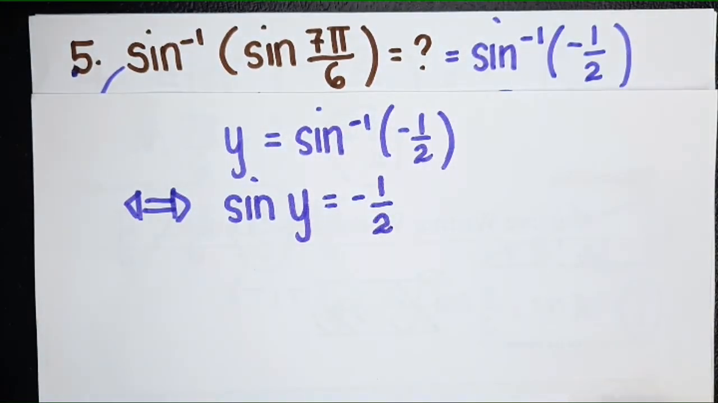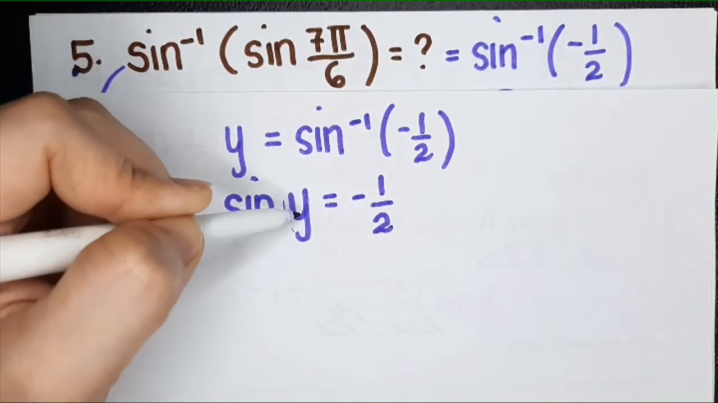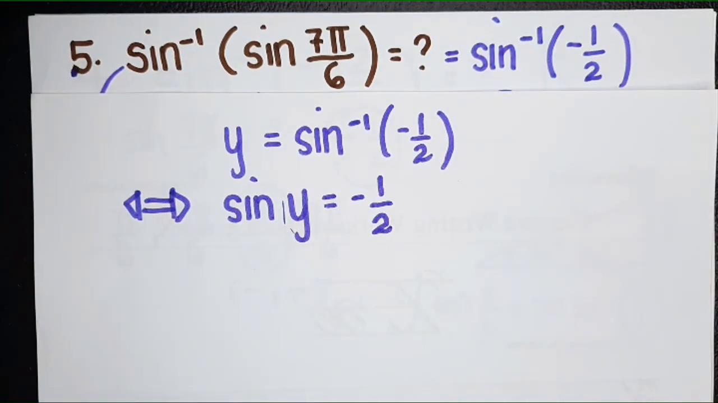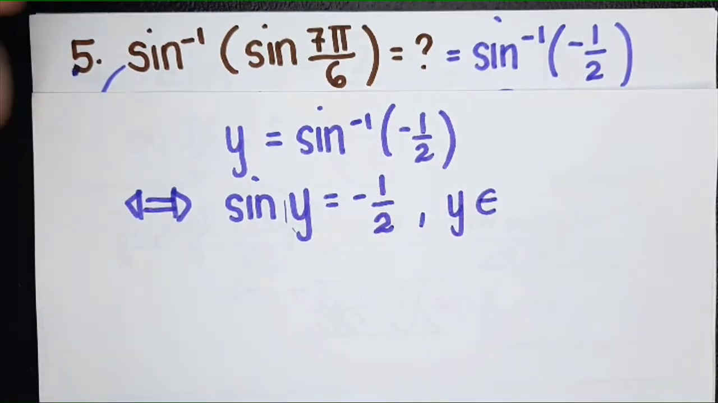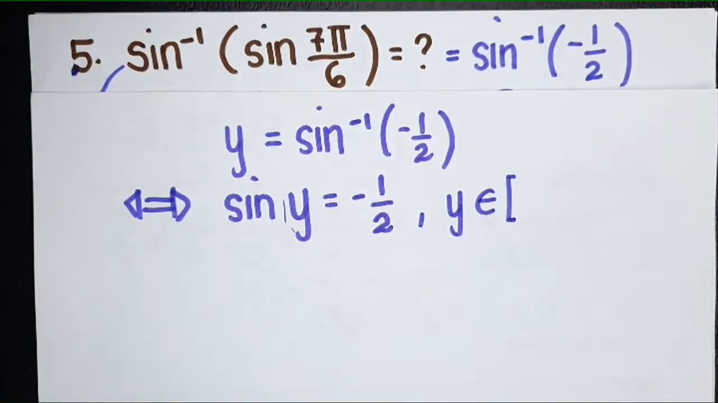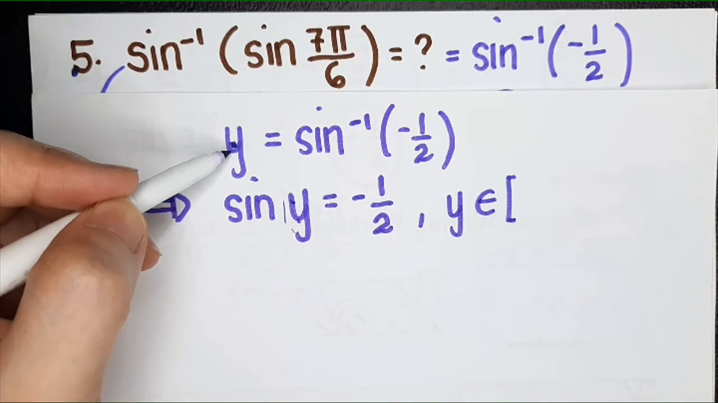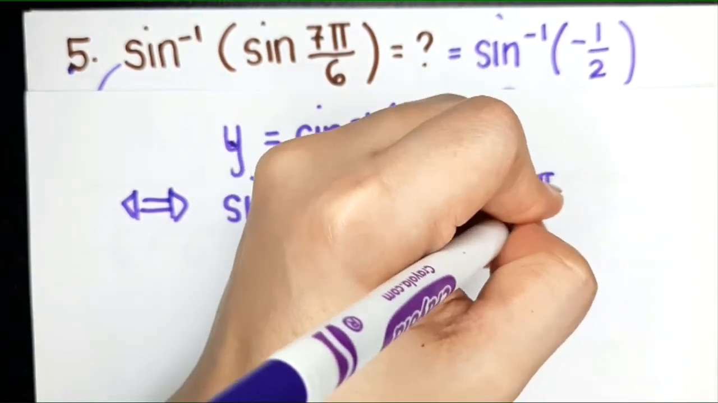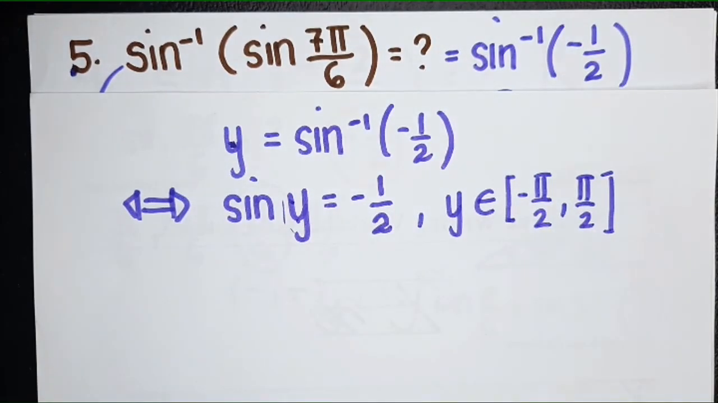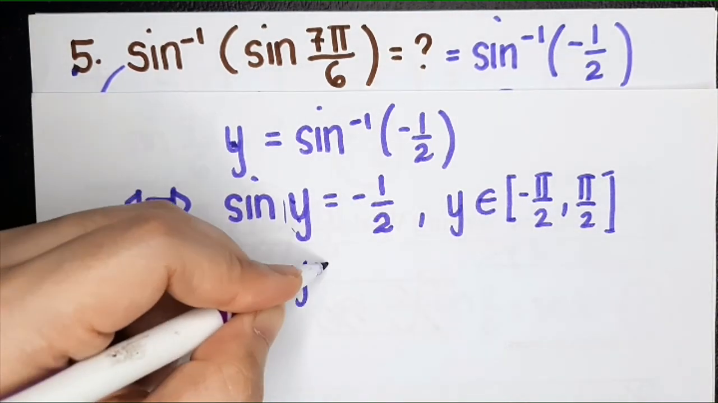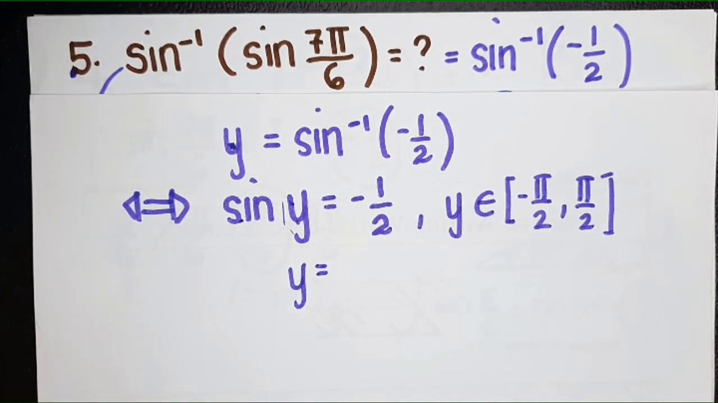Okay? O, isipin nyo kung ano yung angle measure na kapag kinuha ko ang sine, negative 1/2 ang sagot. Okay? Basta tatandaan nyo, your y must be what? Anong interval? Ito ay range ng ating inverse sine function. Ano ang range? Negative pi over 2 to pi over 2. Okay? So, anong value ni y? Kapag kinuha ko ang sine, negative 1/2 ang sagot.